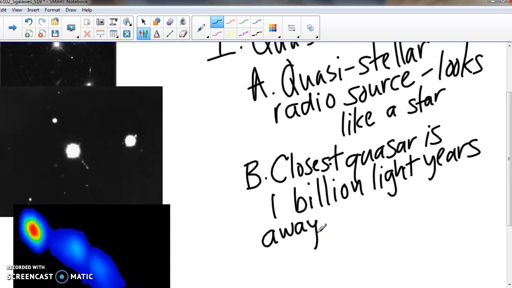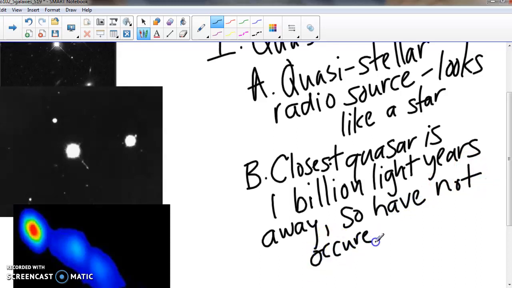The other thing, if something is so far away, we know that light takes time to travel. We know that it somehow happened a long time ago. We're seeing this from the past. So the other thing we know about quasars is they don't happen now. So they have not occurred in the recent past.